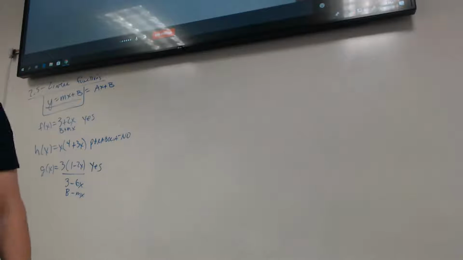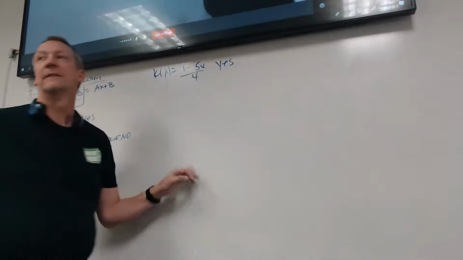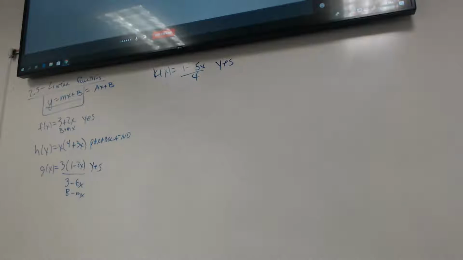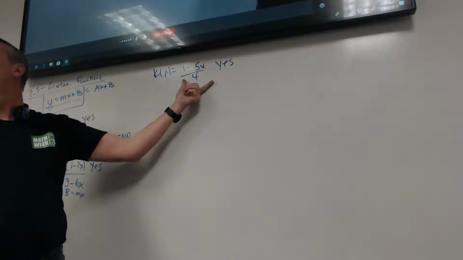How about k of x equals 1 minus 5x divided by 4. Lauren, it must be your turn. You'd say it is? Why? This is a straight line. Okay? That fraction doesn't scare you at all. It's not the F word to you.